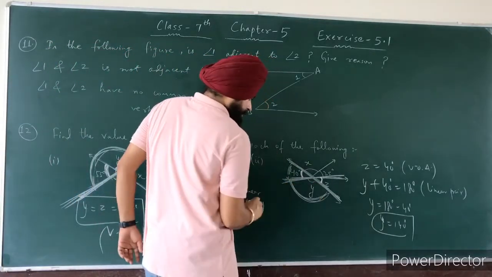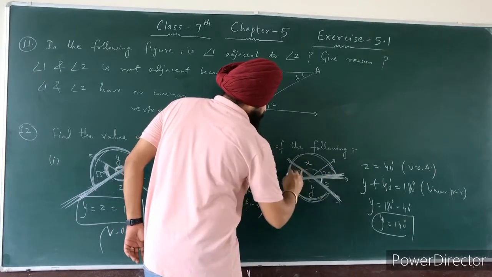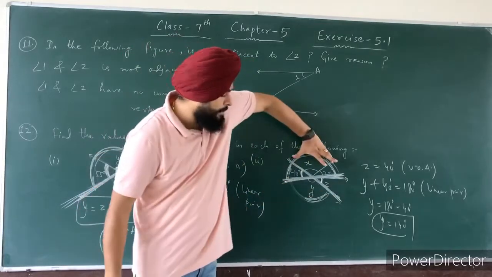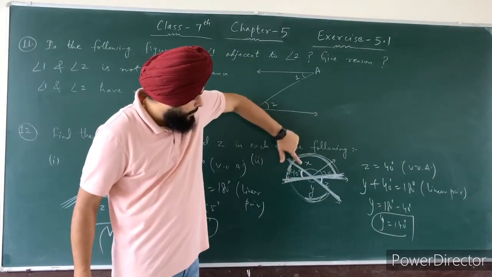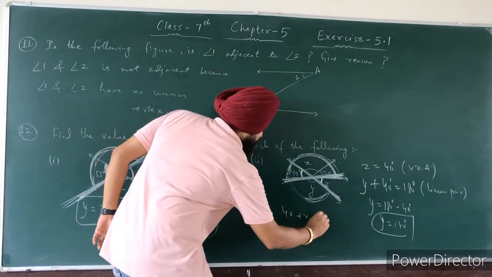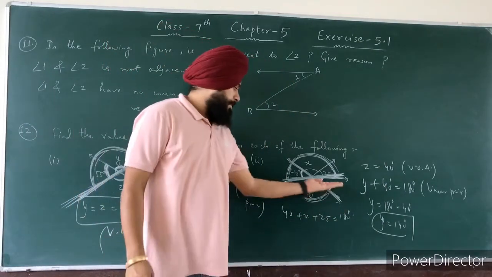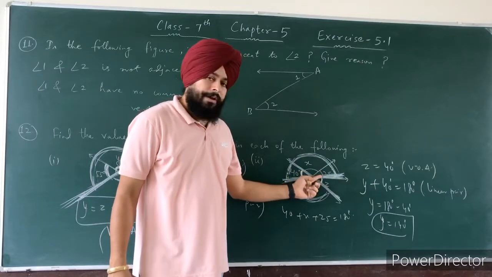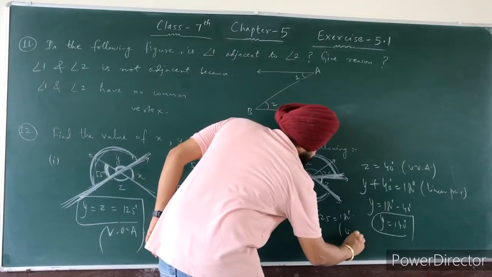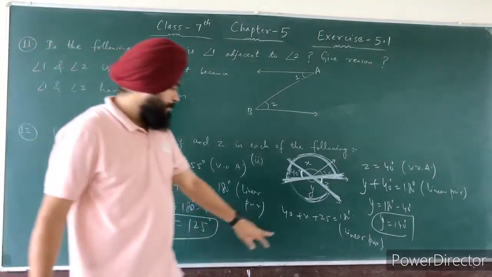Now you can see here this is also a straight line, and this complete angle also forms a linear pair. So in this linear pair there are a total of three angles. The first one is 25 degree, the second is x, and the third one is 40. So you can write here 25 degree plus x plus 40 degree is equal to 180 degree. Also write the reason here: linear pair.